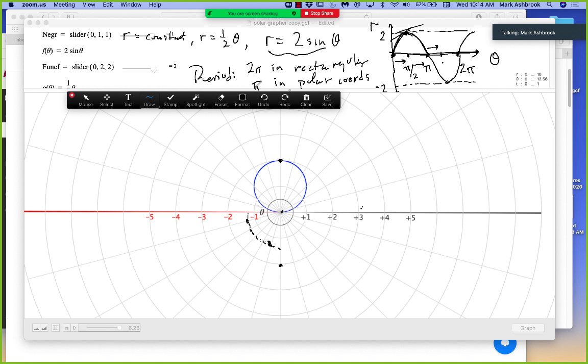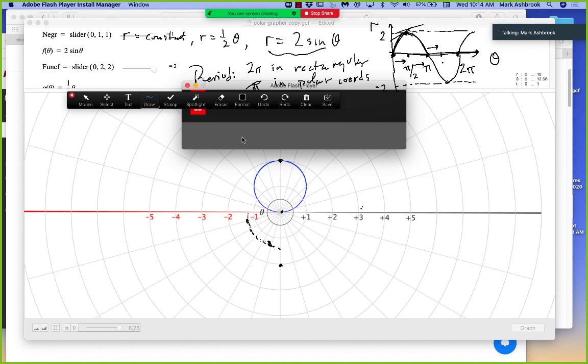And so every graph will be different. Sometimes polar graphs will have the same period as the Cartesian graph. Sometimes the period of the polar graph will be bigger than the period of the Cartesian graph.